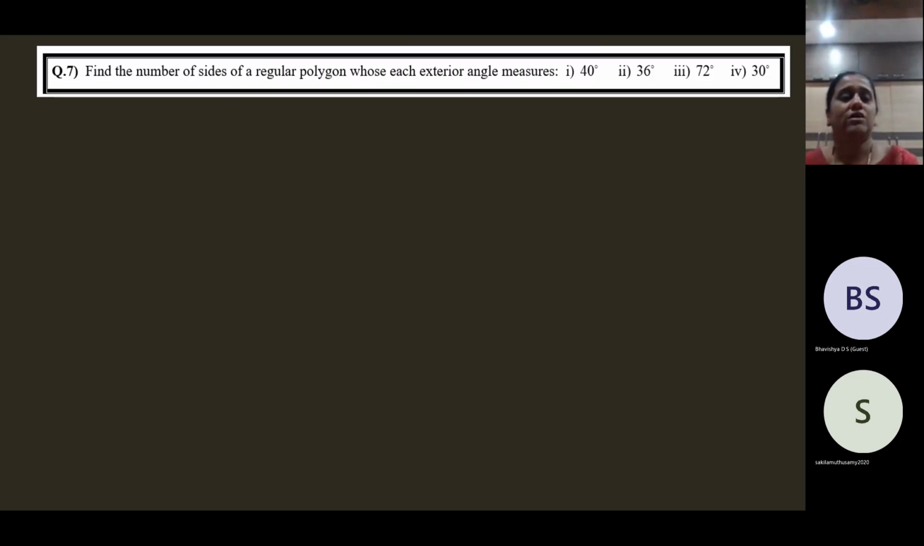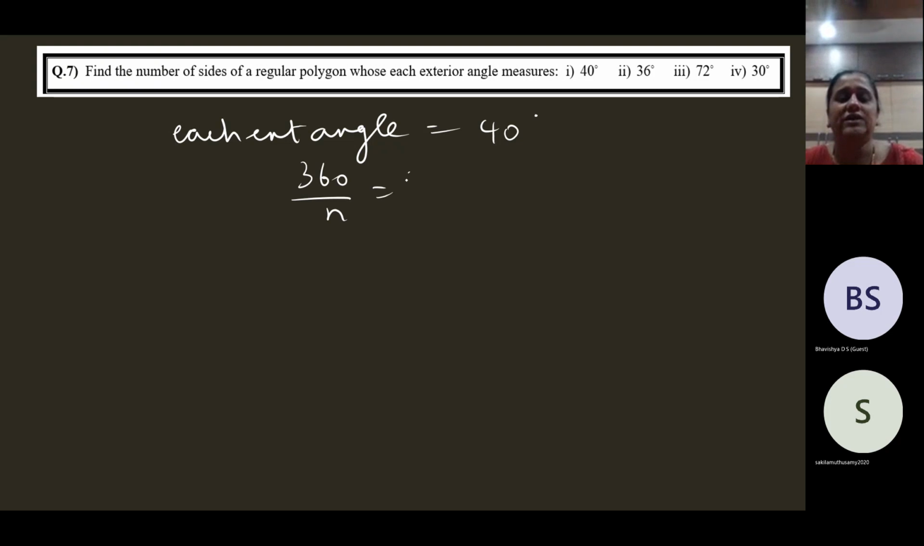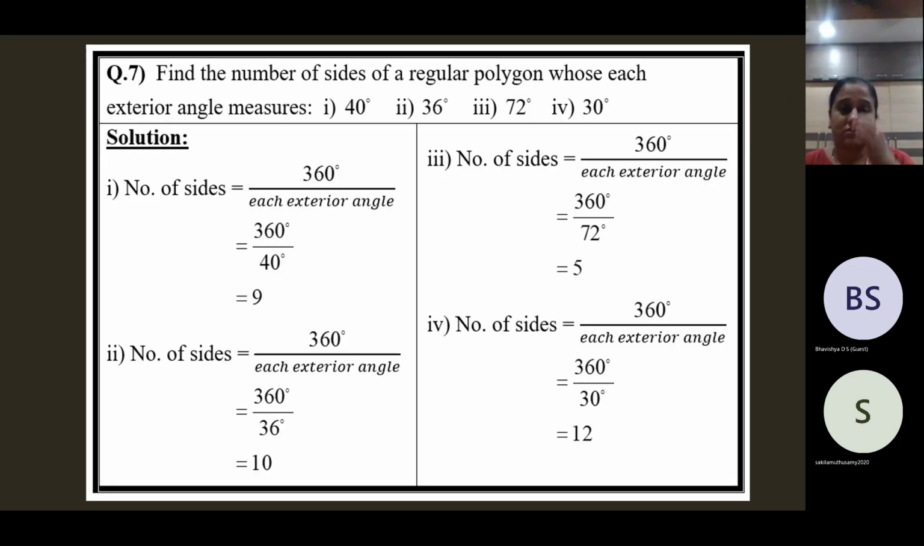Okay. Find the number of sides of a regular polygon whose each exterior angle measures 40 degrees. So what is given? Let's write what's given. Each exterior angle is equal to 40 degrees. So that means 360 by n is equal to 40, correct? Yes, ma'am. So we should work this and find the value of n. Take a picture, children.